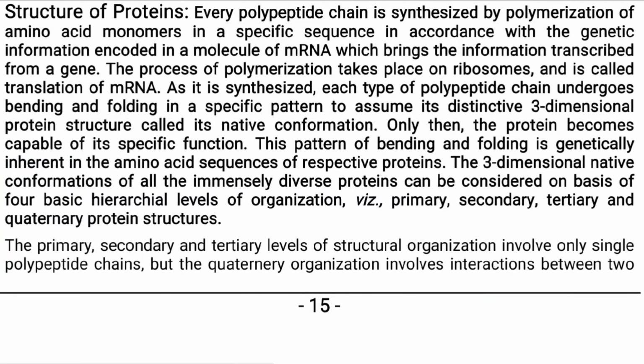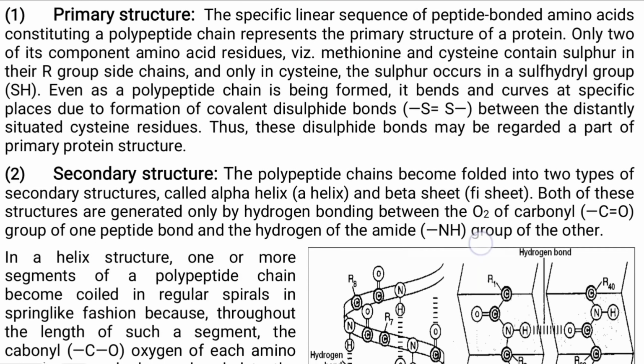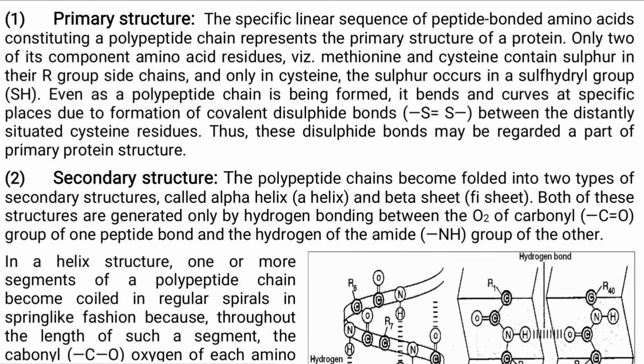Now, there are a lot of different types of the structure of the protein. For example, you will be dealing with the primary structure, then the secondary structure, tertiary structure, and last but not the least, the quaternary structure of protein. So let's get started now. Starting first with the primary structure of a protein.